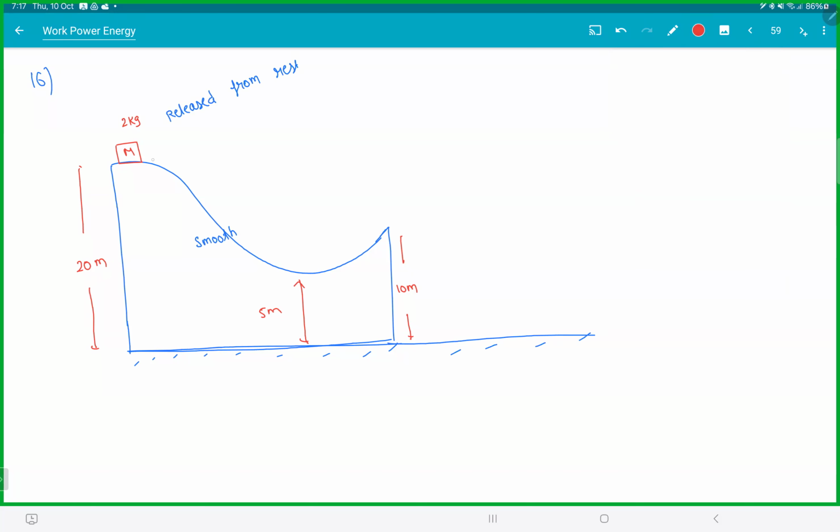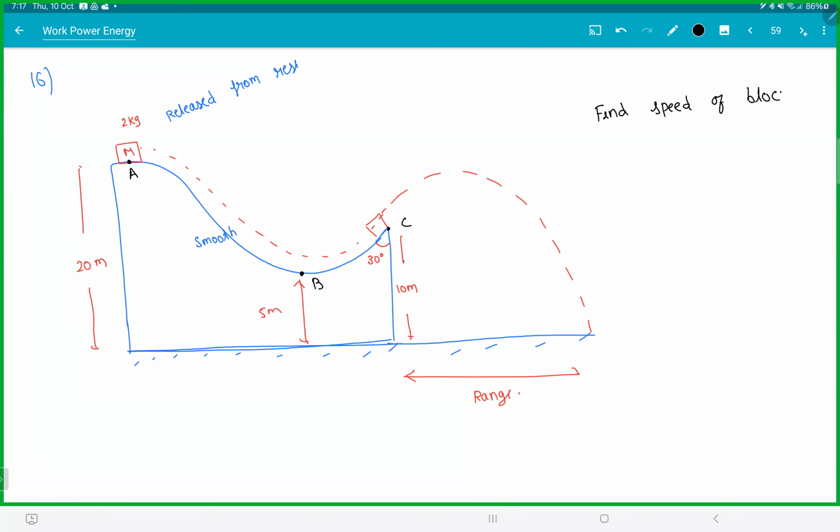So what will happen? The block will slide, will come like this. This angle here is 30 degrees. The block will fly here and fall somewhere here. This is your range. So let's call this point A, let's call this point B, let's call this point C. Find the speed of block at C and the range.